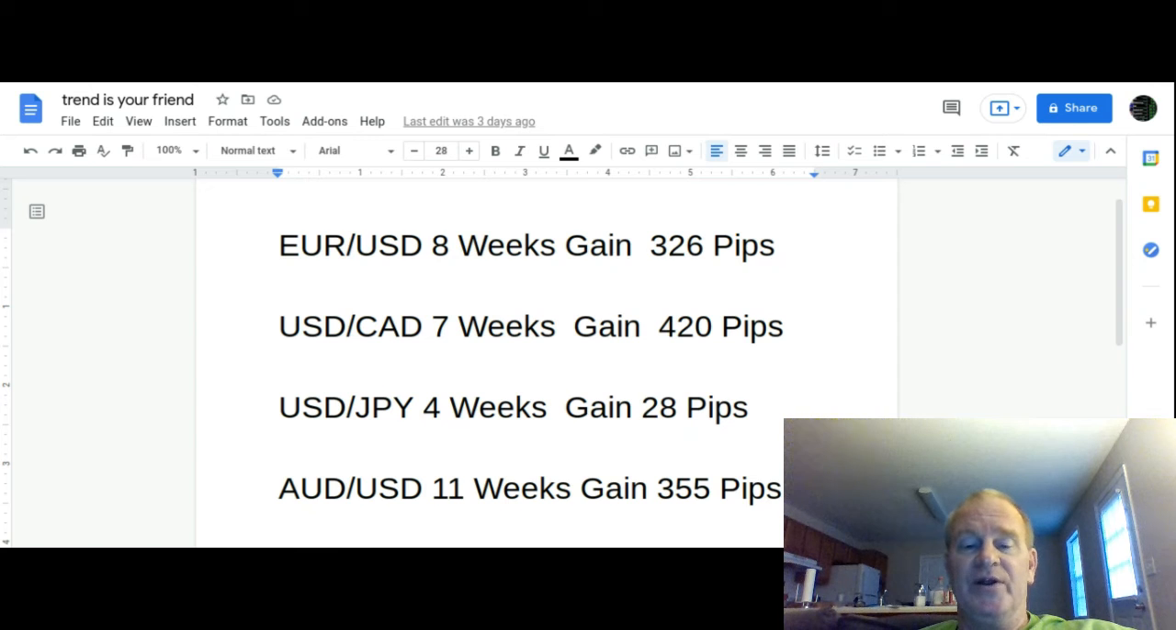So as you can see, the U.S. Canadian and the Euro U.S., 7 and 8 weeks respectively, pretty well almost the same time length. And the Canadian dollar is a little more volatile, so it's a bigger gain of 420 pips. So that kind of gives you an idea of, if you just follow the trend, identify the trend, put a trade on, and let it play out.